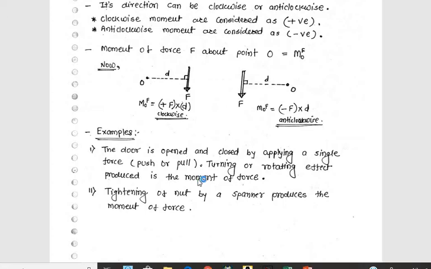The next example is tightening of a nut by a spanner, which produces a moment of force. When we are going to tighten any nut, we have to apply a moment. To tighten it, you have to apply a clockwise moment. If you have to loosen it, you have to apply an anti-clockwise moment using the spanner. So these are the examples of moment.